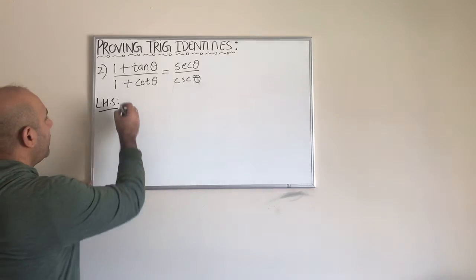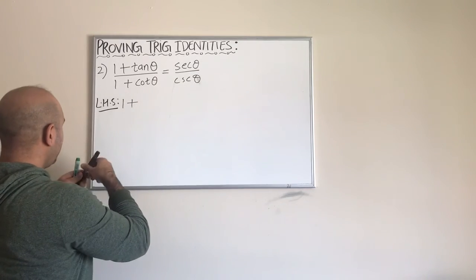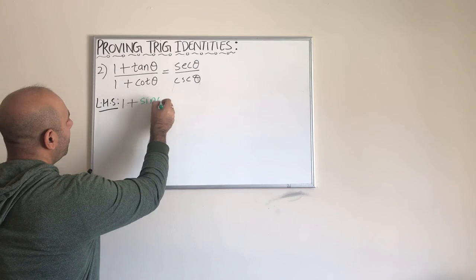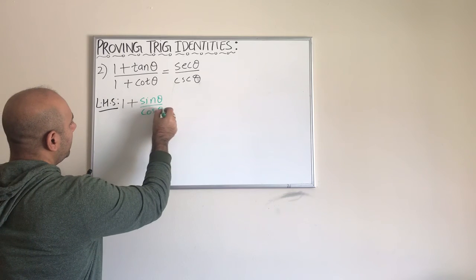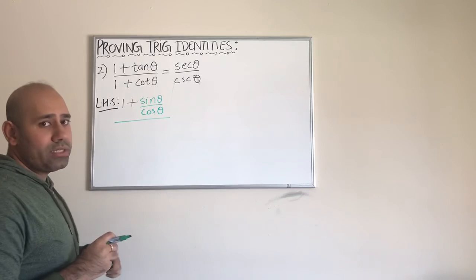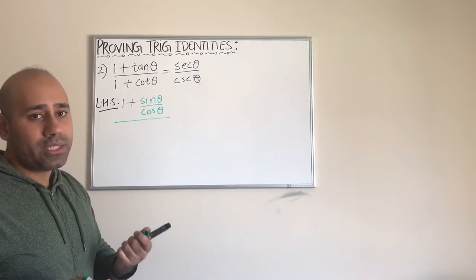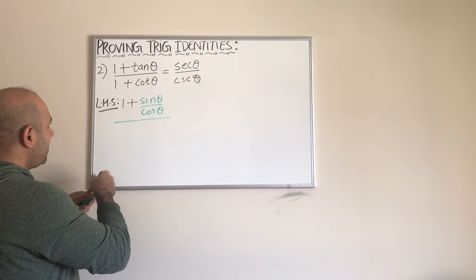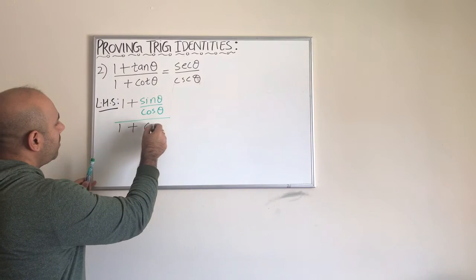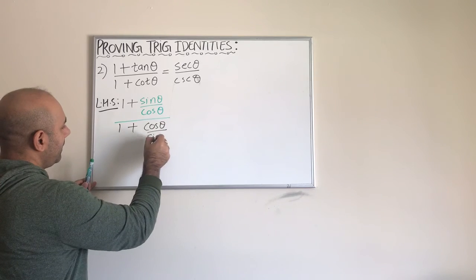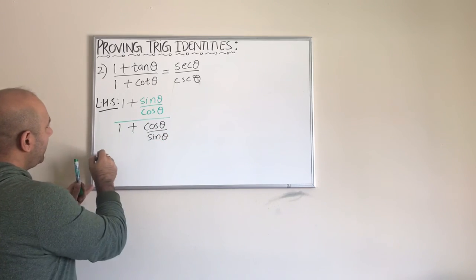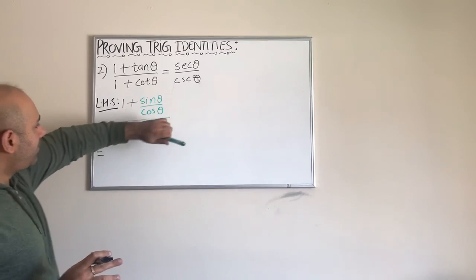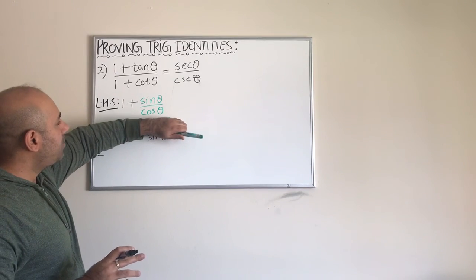Okay, so the left hand side is going to look like this. 1 plus tangent, I'm going to replace by sine over cosine. Okay, the most basic one. Tangent is the ratio of sine over cosine, and cotangent is the ratio of cosine over sine. Okay, and downstairs I have 1 plus cosine theta over sine theta. Right, that is my denominator. Okay, now from here let us just focus on the numerator piece.